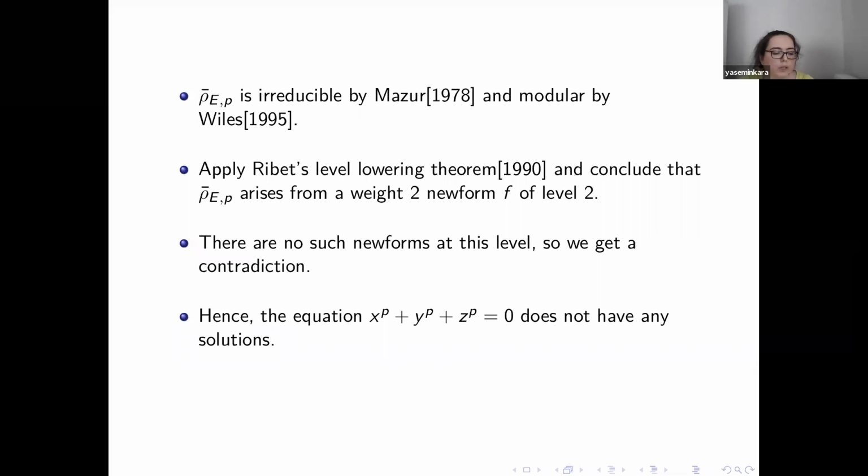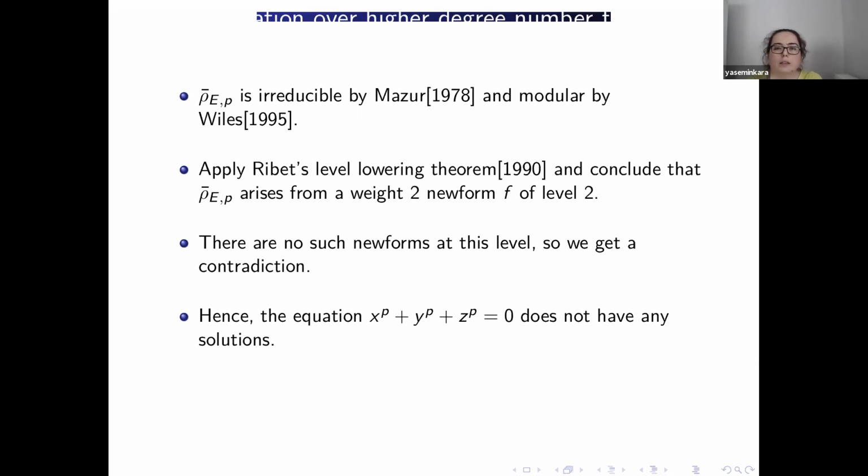And the point here is that you can calculate the dimensions of the spaces of these newforms. So you know whether or not you have any newform of a particular weight at a particular level. And from the computations, you see that there are no such newforms at this level. So you get a contradiction. Since you get a contradiction, that means the Fermat equation does not have any solutions. So this is really a very basic sketch of Fermat's Last Theorem over the rationals. Any questions so far?